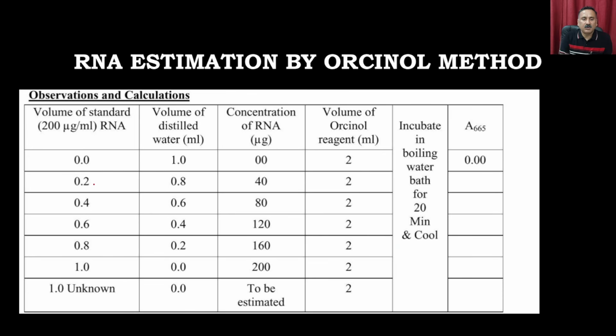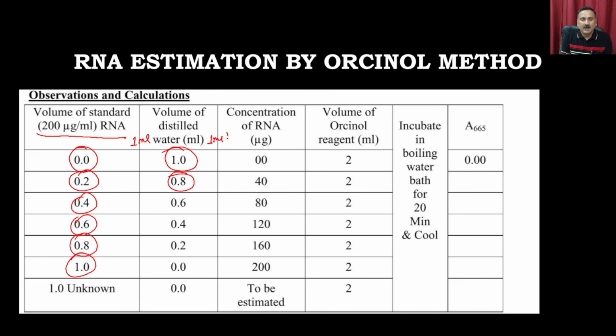This is the table you are going to use. From the standard RNA stock, you're going to take 0, 0.2, 0.4, 0.6, 0.8 and 1 ml. Then you add water to make up the volume to 1 ml, so the total volume of the RNA and the water is going to be 1 ml. For example, in this case you don't have the RNA, so you only take 1 ml of water. In this case you have 0.2 of RNA, so you add 0.8 of water. So the total is 1 ml.